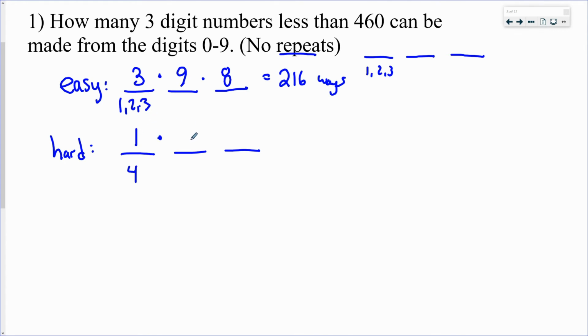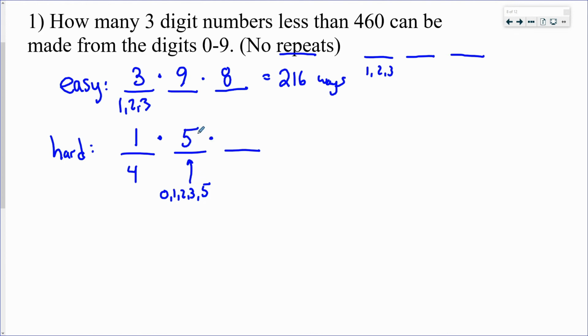Okay, now for this number, what can this number be? It has to be less than 460, so it could be a 0. It could be a 1, it could be a 2, it could be a 3. We don't have 4 anymore because we used it already, so it could be a 5. Now, if you put a 6 here, what's going to happen? The number's not going to be less than 460 anymore because you still have one more digit here. Okay, so how many options? 1, 2, 3, 4, 5. There are 5 options that I can use here.